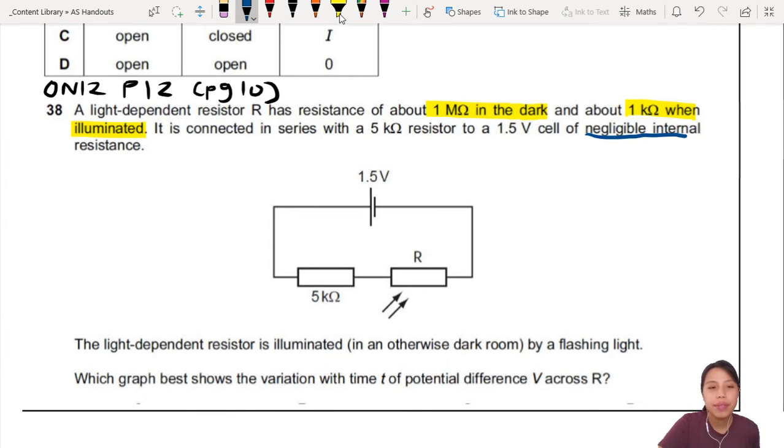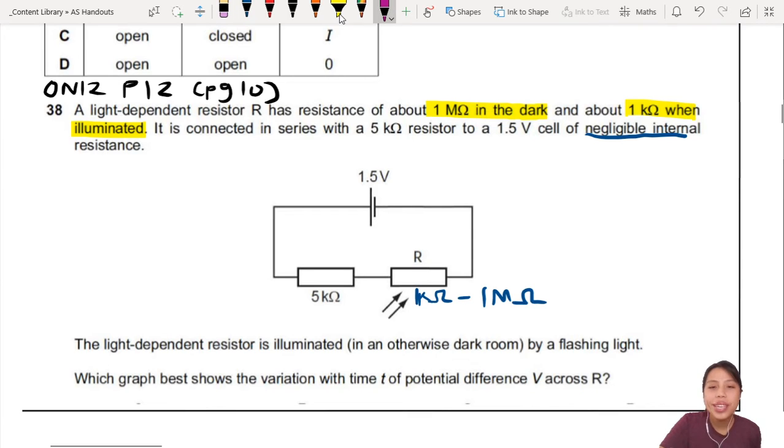Good, makes life easier. So here's our circuit. We have this LDR which goes from 1 kilo ohm until 1 mega ohm. Now this LDR, light dependent resistor, is illuminated in a dark room by a flashing light. So in the dark room, you just turn on the light. Flash, flash, flash, flash, flash at it. And they'll ask us, which graph best shows the variation with time t of potential difference across R?